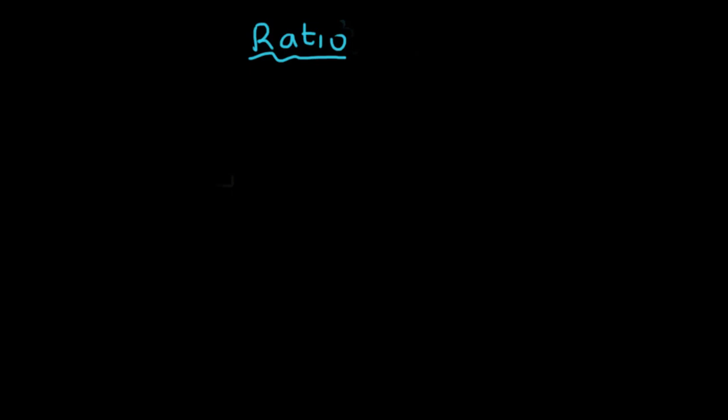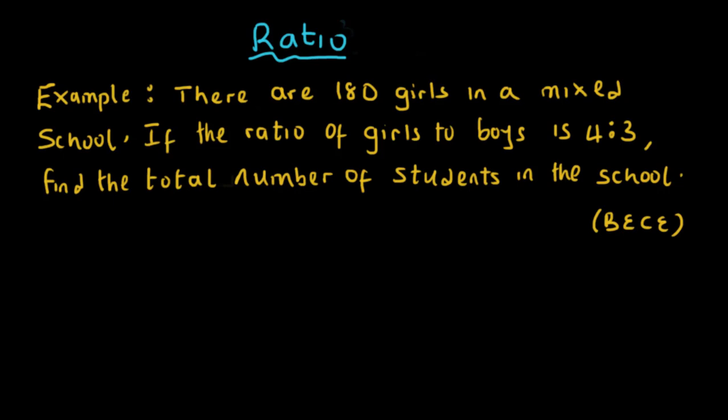In this video, I would love to take one more thing I feel you need to know on that ratio, and the best way to do this is to take an example. So let's take an example. So we've got this question. There are 180 girls in a mixed school. If the ratio of girls to boys is 4:3, find the total number of students in the school.